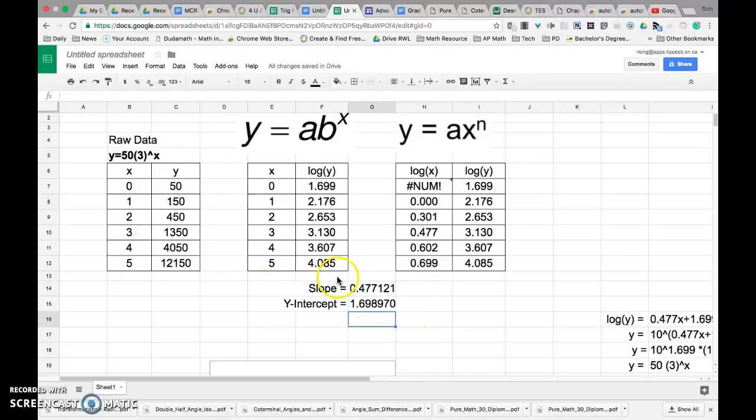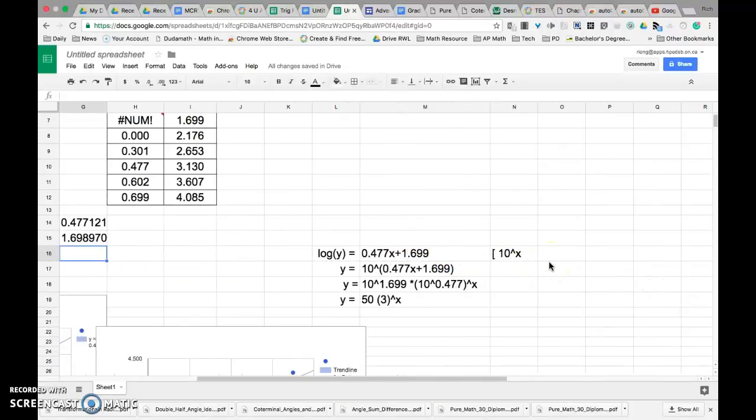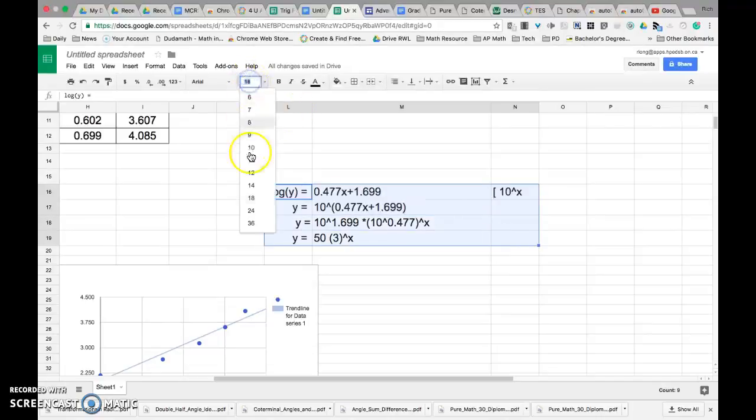So let's take a look at the analysis. So I've got this equation of a line with a slope of 0.477 and a y-intercept of 1.699. Well, let's go over here and look at some things that we can do with that. And maybe what I'll do is just make this a little bit bigger in terms of font.